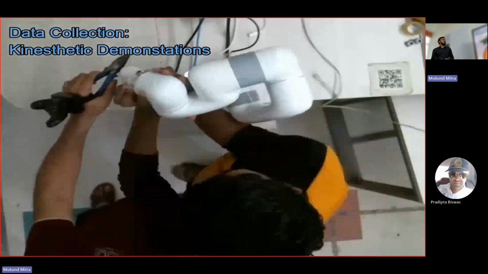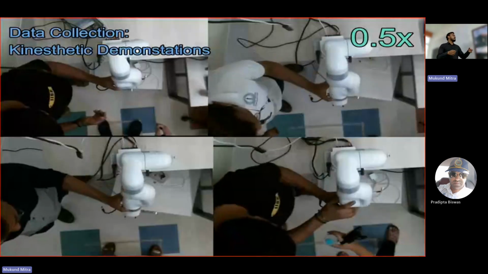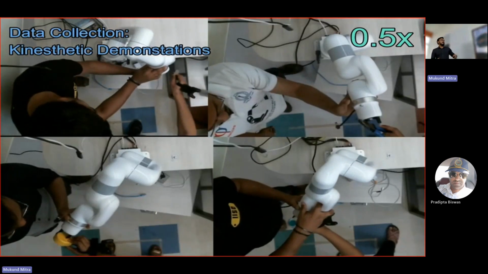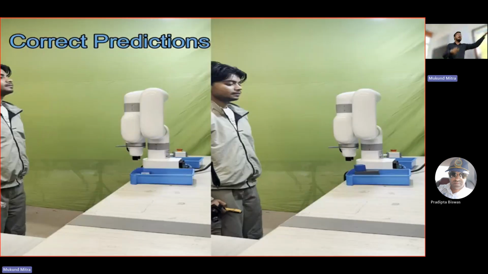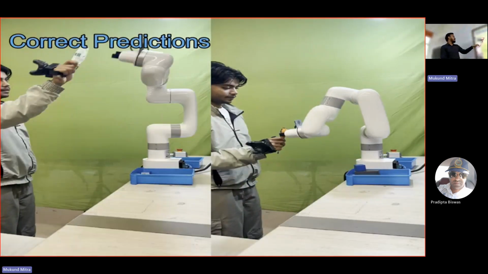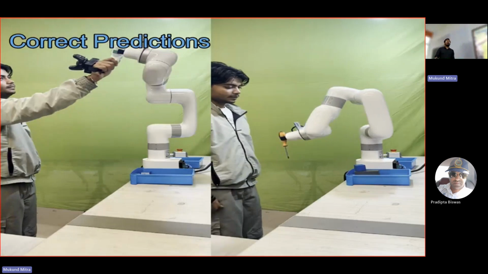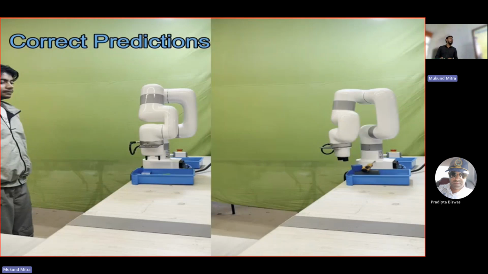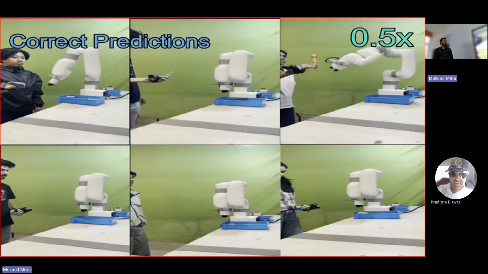So this is the data that we collected, using kinesthetic demonstrations. Here we can see that the user is wearing a white tracker in the hand, which is a kind of IMU sensor, used to get the XYZ roll pitch yaw coordinates of the user.